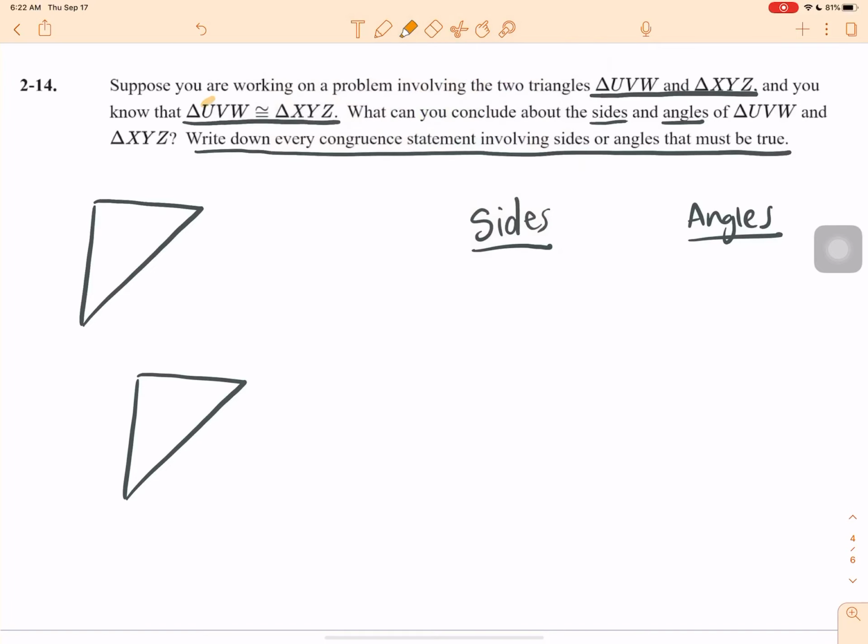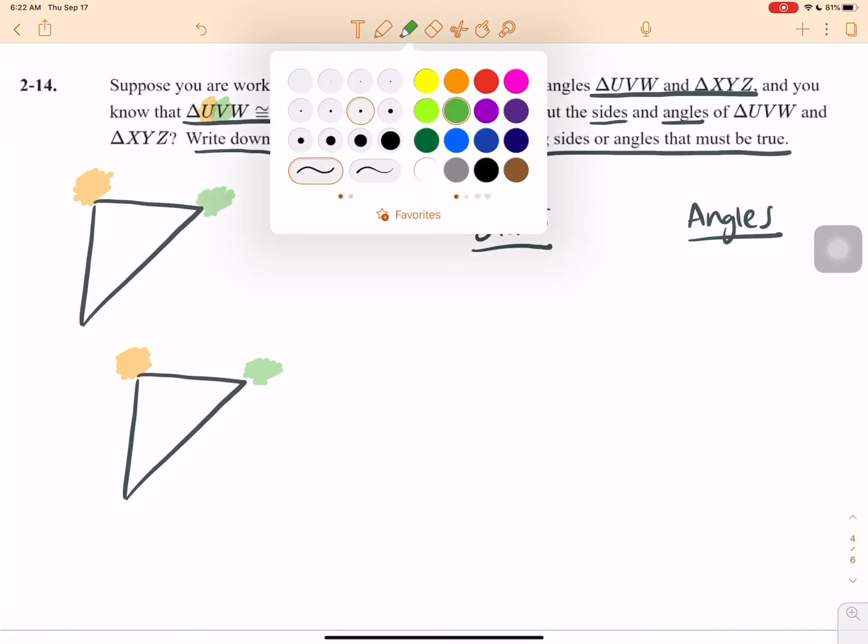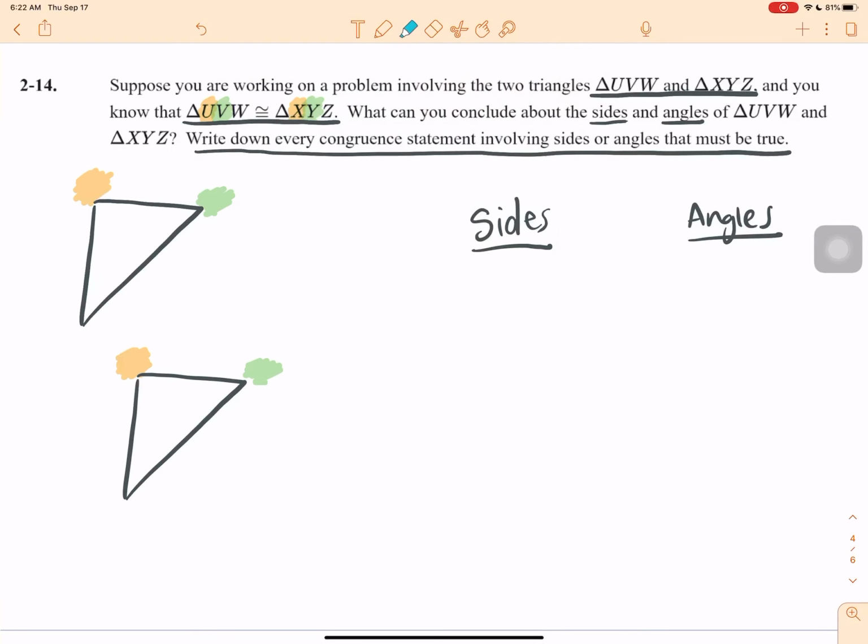So I'm going to say U is orange, so X is orange. Okay, so I'm going to pick that part to be orange. So again, highlighters, super handy. V and Y are corresponding, so they have to be in the same part of the triangle. And then W and Z are both corresponding.